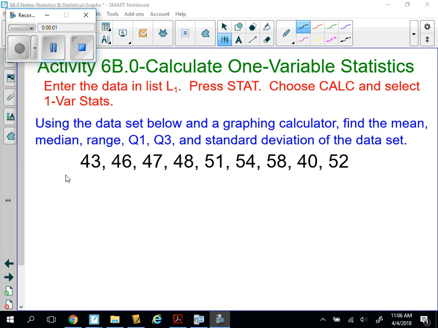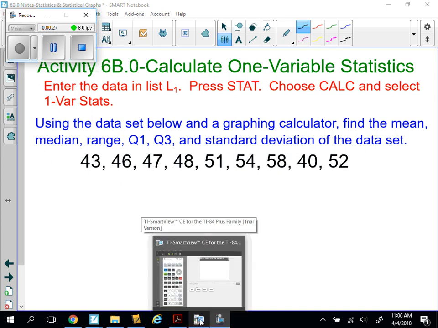So here's the last problem on the 6B.0 notes. Now this is calculating your box and whisker information, so like your median, your Q1, Q3, and you can calculate your mean and your range as well as your standard deviation. So this is your one variable statistics using the graphing calculator. So using this data, we're going to plug it into the graphing calculator.